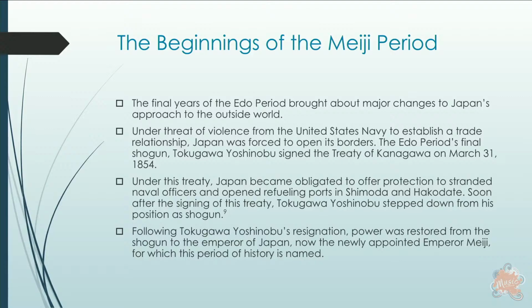Beginnings of the Meiji period, as we shift from early modern Japan into modern Japan. The Meiji period started in 1868 after the final years of the Edo period brought about some major changes.